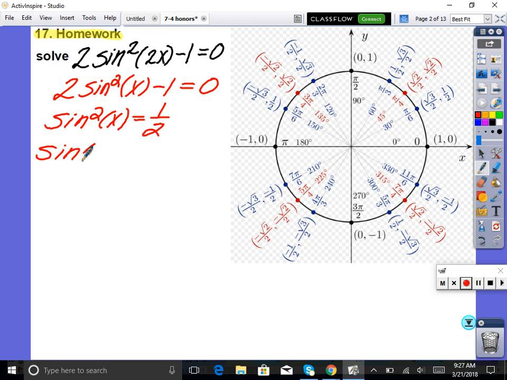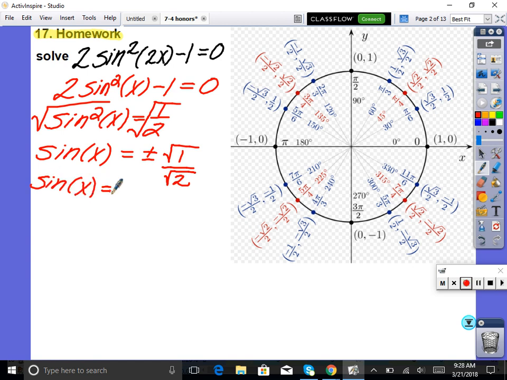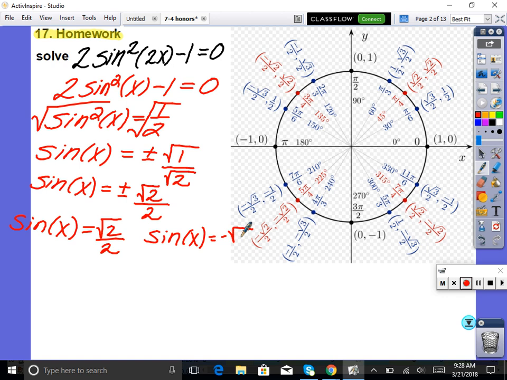So we have when does sine of x, when we solve and we take a square root, we cannot forget we need plus or minus. So we have sine of x is equal to plus or minus the square root of 1 over the square root of 2. So then we're looking at, when does sine of x equal plus or minus roots 2 over 2? We're rationalizing the denominator. We're going to solve this separately. So when does sine of x equal positive root 2 over 2? And when does sine of x equal negative root 2 over 2?